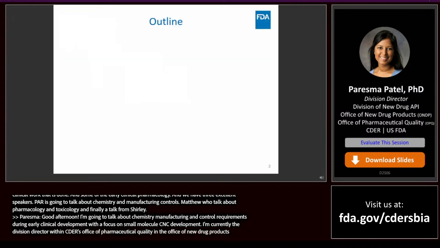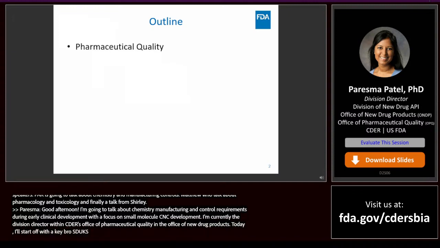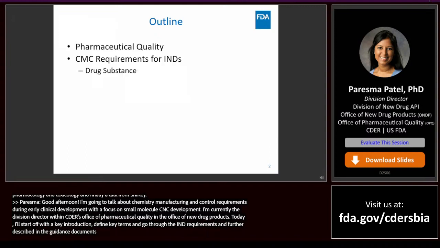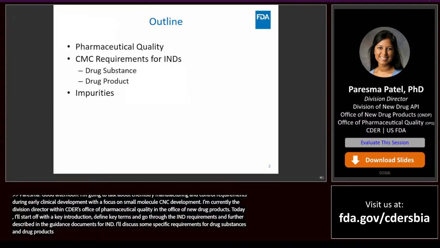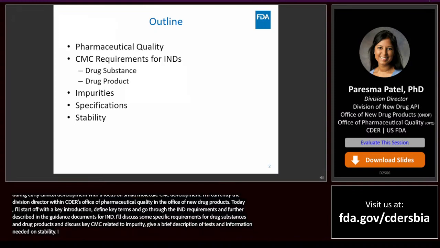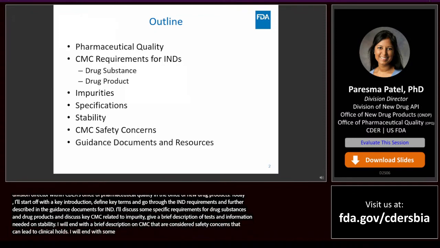Today, I'll start off with a brief description of pharmaceutical quality, define some key terms, and then go through the CMC requirements that are outlined in the Code of Federal Regulations and further described within guidance documents for INDs. I'll discuss some specific requirements for drug substances and drug products, and I'll discuss key CMC information related to impurities, give a brief description of specification tests and information needed on stability. Finally, I'll end with a brief description of the main issues related to CMC that are often considered safety concerns and may lead to clinical holds. I'll end with some key guidance documents and resources as references.